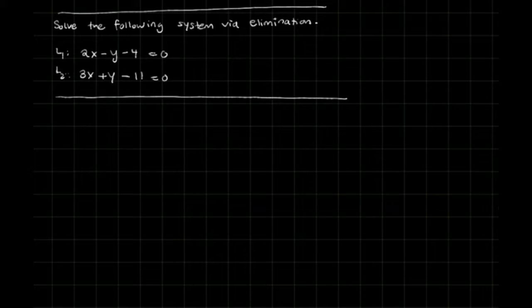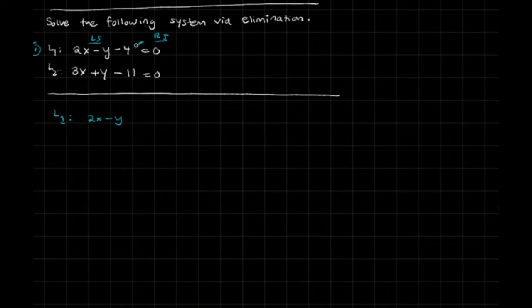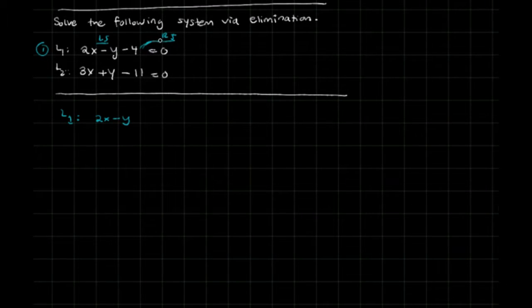We know that this equation has a left side and a right side, right? The equal sign separates the two sides. And what I want to do for each line is make sure that the variables stay on one side, and I'm going to move the constant to the other side. So for the first equation, line 1, I'm going to keep the 2x minus y on the left side. I'm going to move the 4 to the other side. So negative 4 becomes positive 4, right?